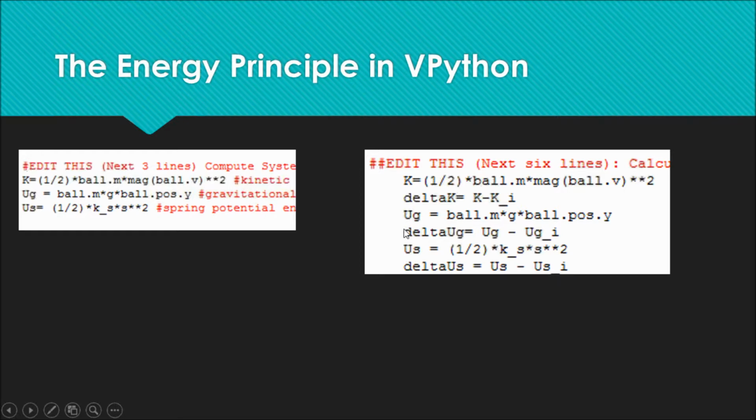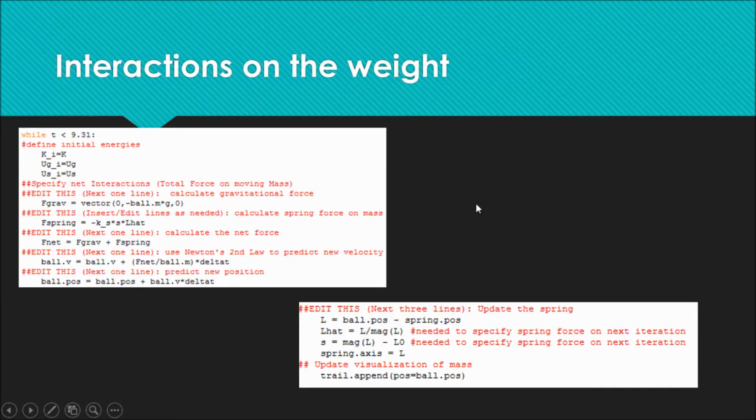Next, I needed to add lines of code to find the interactions on the weight. Here we needed to find the forces on the weight, which were the gravitational force and the spring force, which added up to be the net force, and use Newton's second law to find the new velocity and new position. Over here we needed to update the length of the spring so we could update the position of the spring. After adding all those lines of code, I ran my model and could get this.